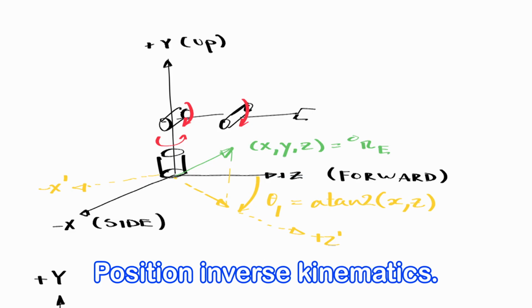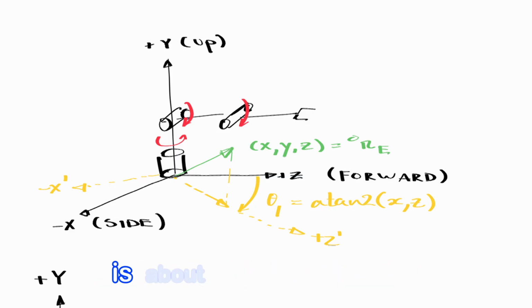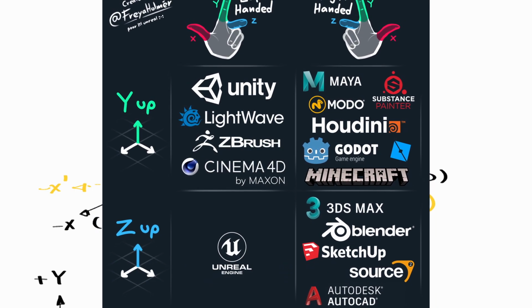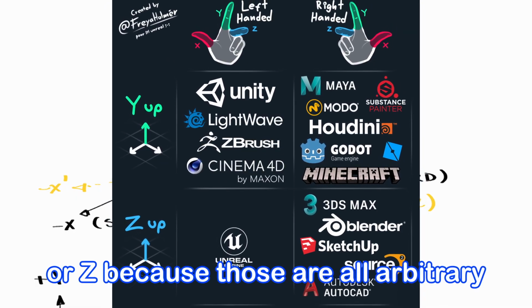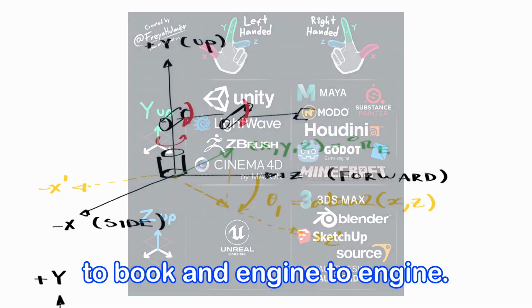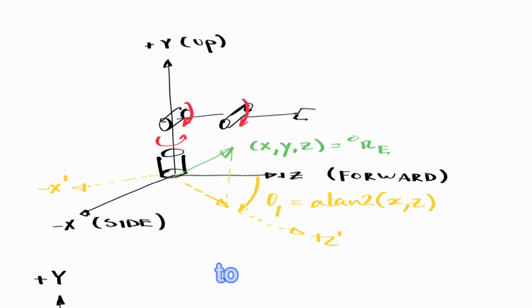Position inverse kinematics. The first joint rotation is about the upward axis, and the next 2 are about the sideways axis. I am not using the terms X, Y, or Z because those are all arbitrary and can change from book to book and engine to engine. This problem is very intuitive to solve.